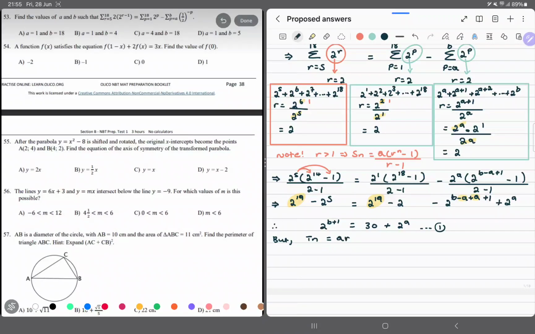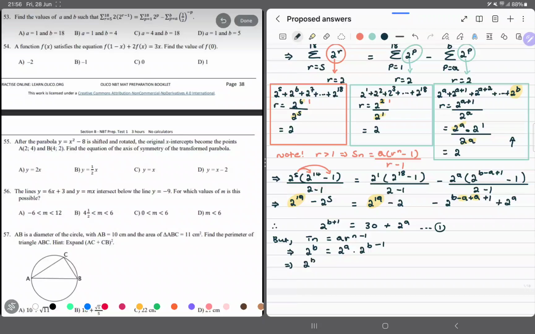Tn equals a Rn minus 1. This is us going into this sequence or series because we've got a and b. So Tn here is basically our last term right there. So this is going to be 2 to the exponent b equals 2a times 2 into, now for n we substitute the b that we were going to use at the top there. Alright, we simplify further.